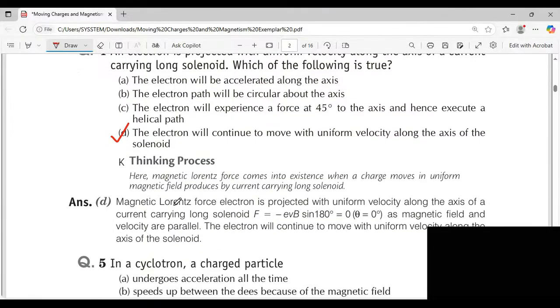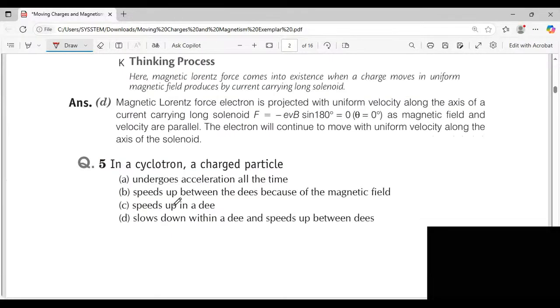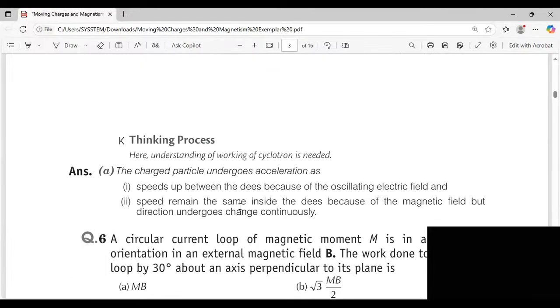Let's see question number 5. Here is question number 5. In a cyclotron, a charged particle undergoes oscillation all the time. A speeds up between the dees because of the magnetic field. A speeds up and slows down with the dees and speeds up between the dees. So the correct option of this question will be A, to change the particle.